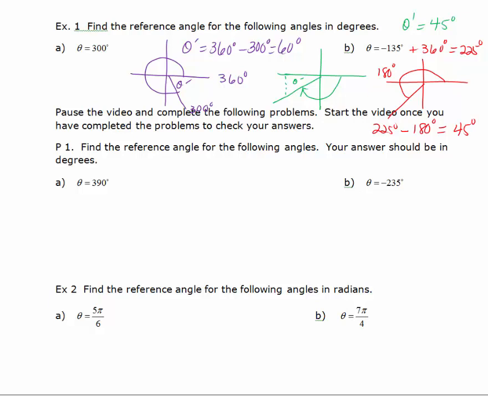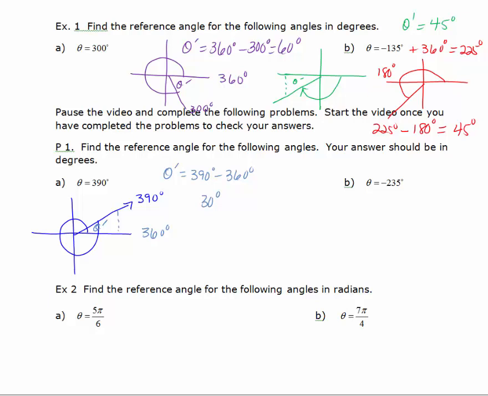So what I'd like you to do is pause the video and try practice problem 1 here, A and B. So I've drawn 390 degrees in standard position. I want to find the little acute angle theta star that is made with the terminal side and the x-axis. If I go all the way around once, that's 360 degrees. So my reference angle theta prime is equal to 390 degrees minus 360, which is 30 degrees.